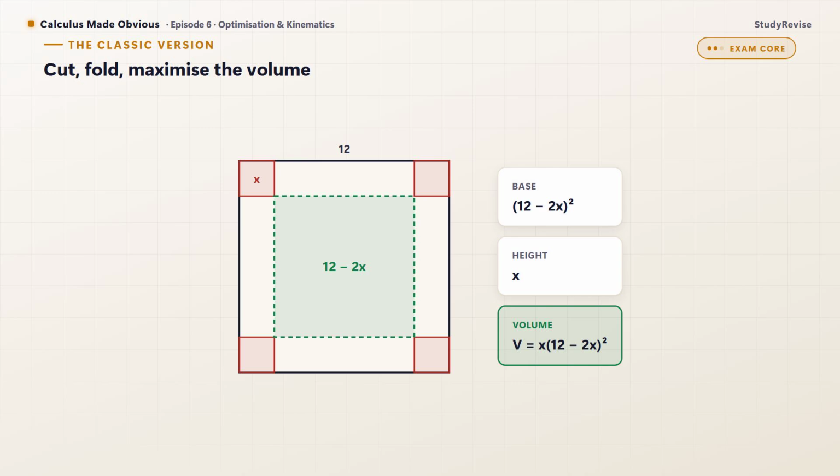First, define the variable. Done, it is x, the size of the cut. Second, write the volume as a function of it. The base of the box has side 12 minus 2x because you removed x from both ends. The height is x, the flap you folded up. Volume is base squared times height: x times (12 minus 2x), all squared.